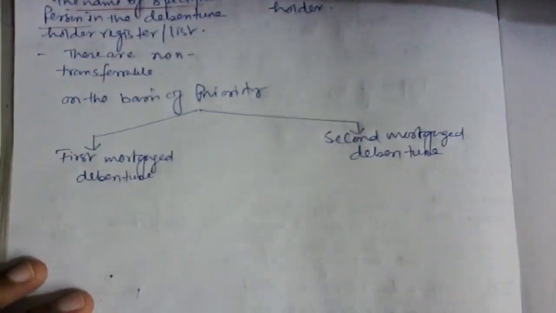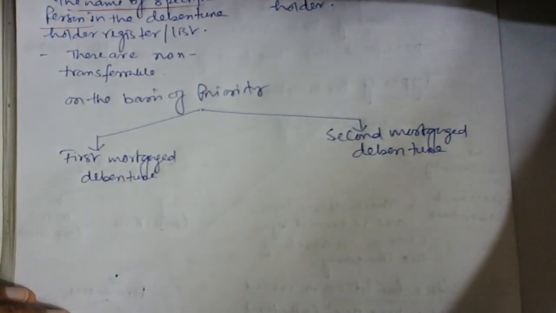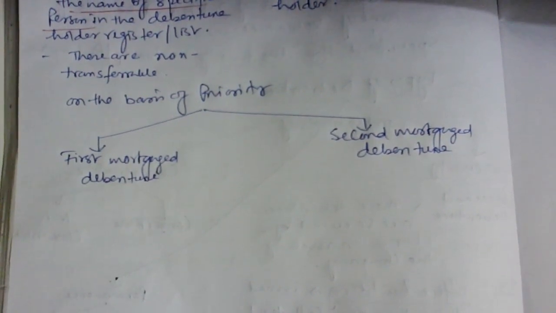So in the case of first mortgage debenture, we just need to remember always, see here what is written: we have to pay the debenture first out of the property charged. We have to pay the debenture from the property charged. This is the first case. It's called first mortgage debenture. Let's take an example.